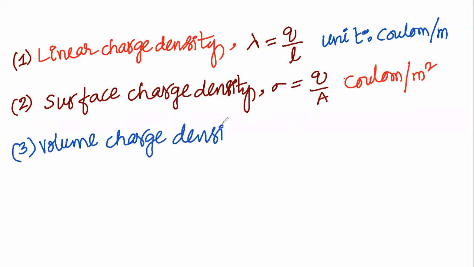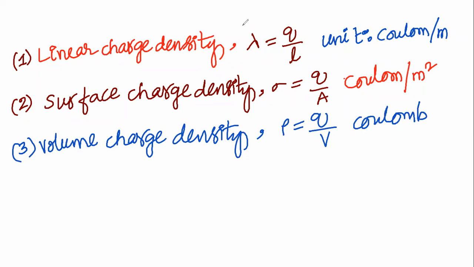Third one, volume charge density. Volume charge density is equal to charge divided by unit volume. Its unit is coulomb per meter cube. This is the volume charge density.